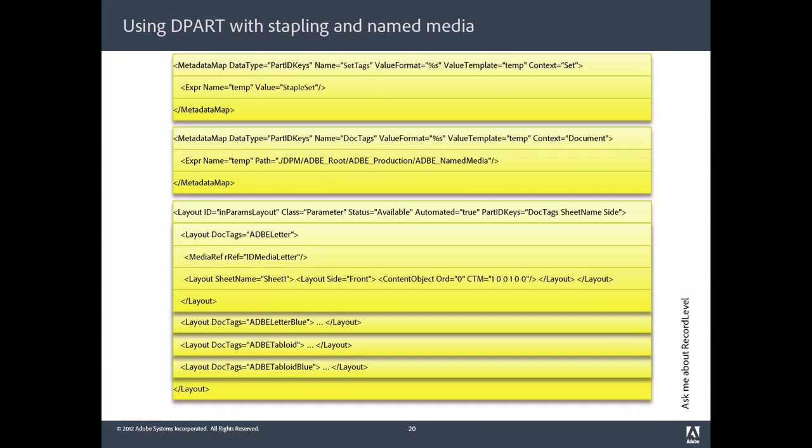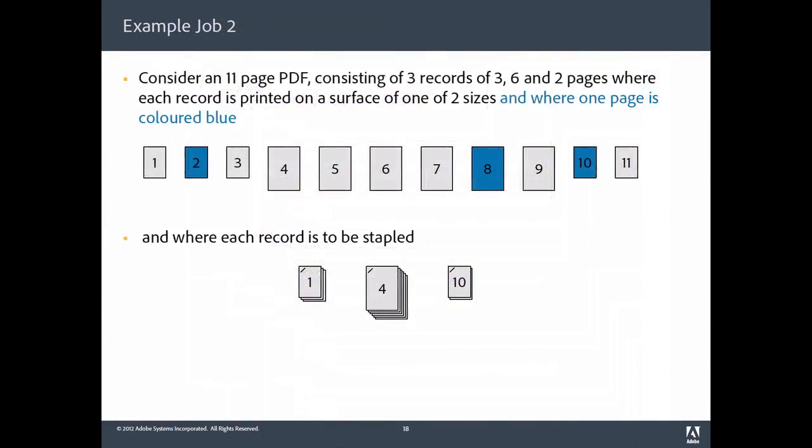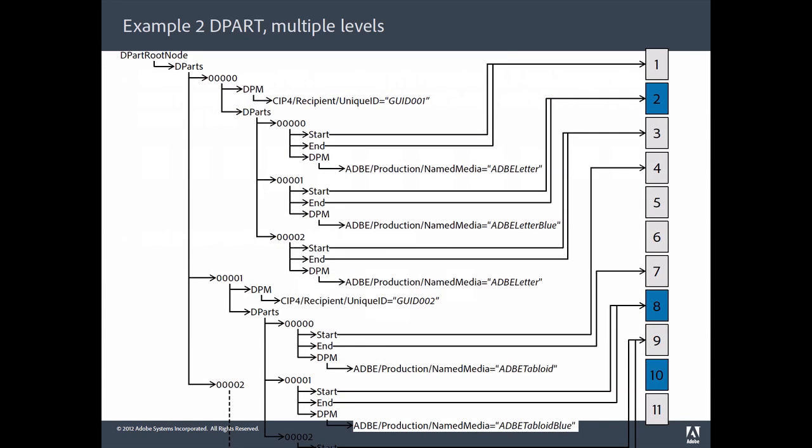What we are going to do, however, is use for the first time this idea of a context. The context, for the purpose of a metadata map, is an index into that hierarchy that we have in that DPART. So the first level in the hierarchy within the DPART is known as the set, and the next level is known as the document.